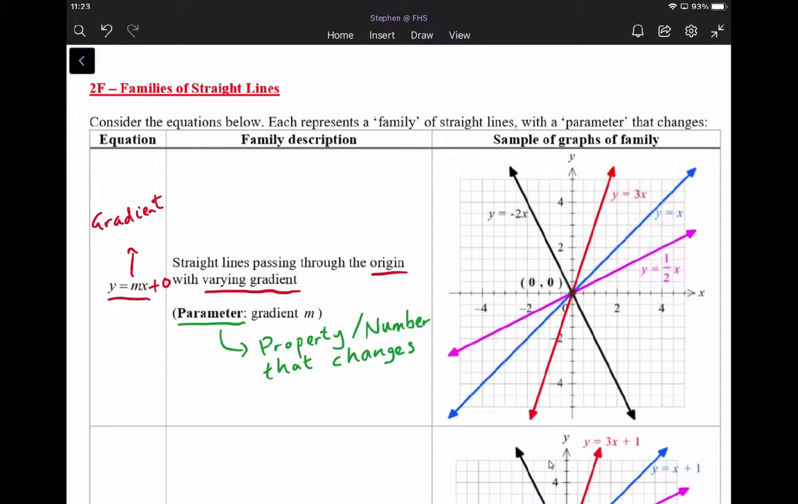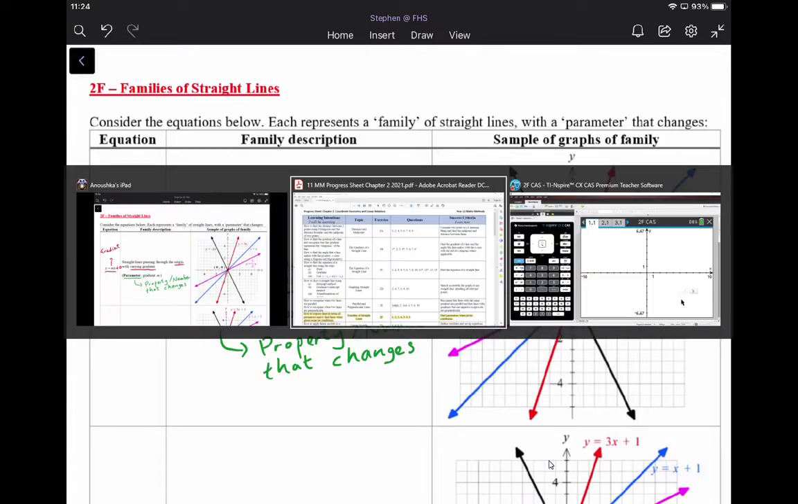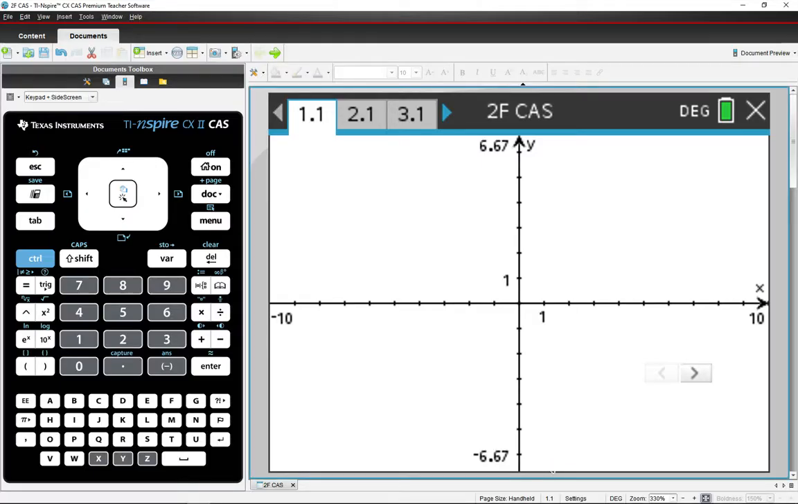As you can see on the right-hand side, I've got 4 lines drawn there. Y equals x, y equals 3x, y equals negative 2x, and y equals half x. As you can see, all of them share something in common, and that is the y-intercept at the origin, but they all have differing gradients. In fact, I've actually got something drawn on calculator to help you see this even further.